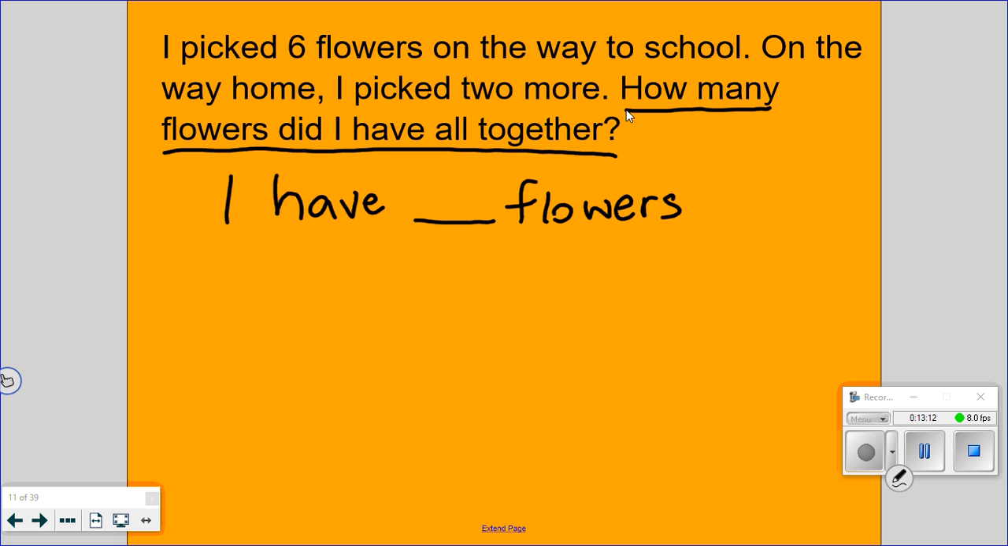Now we're going to draw our bar model. I'm going to start with a box. In that box, I'm going to put 6. Why do you think I'm putting 6 in that box? Where do you think that 6 is coming from? Axon, where's that 6 coming from?